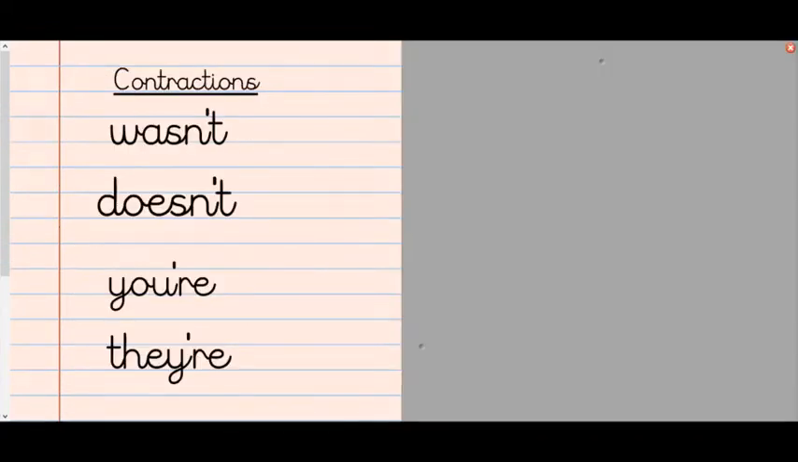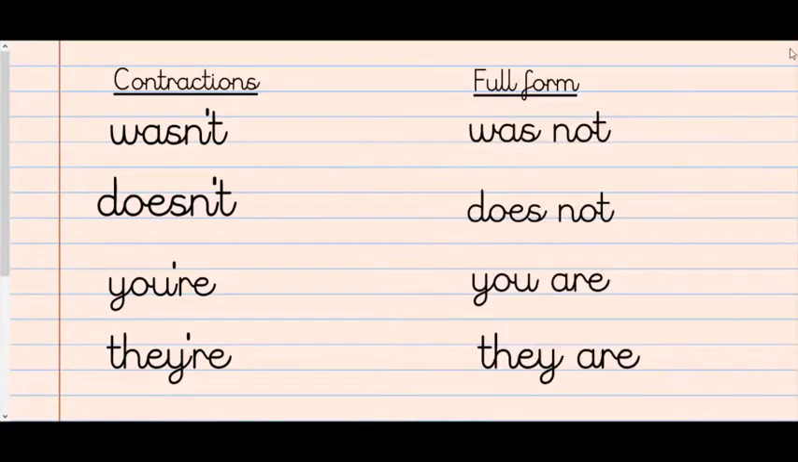Here's a quick task for you. Pause the screen in a second, and can you guess what the full form of these contractions are? Well done. Let's have a look at them. So wasn't, its full form is was not, doesn't, does not, you're, you are, and they're, they are. You can see that the apostrophe has been used here for omission and to join those two words together. Obviously, we lose letters in the process.